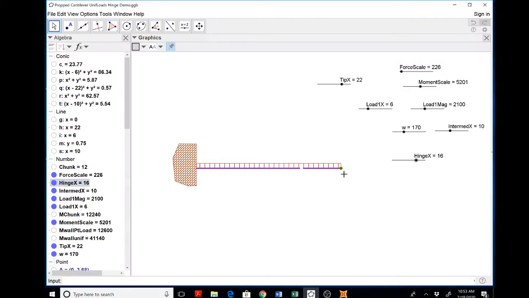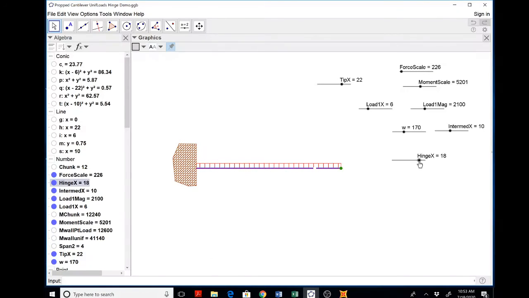Is this complicated? Is it complicated to find this reaction? The answer is absolutely not. This is an independent piece in equilibrium, and it's just a simply supported beam. With a reaction at the left and a reaction at the right, and it's just W times this distance over 2. So let me call that span 2, which is tip X minus hinge X.